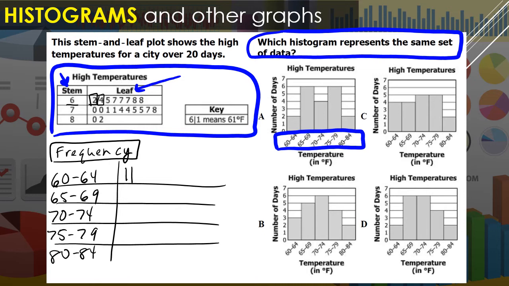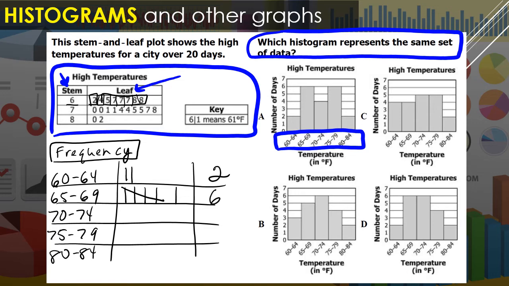And then we have a whole series of data between 65 and 68. So we have 65. That gives us a tally in between 65 and 69. We have 67, check. Another 67, check. Another 67, check. 68 gives us 5, and another 68. And so right now we have 2 for 60 through 64. We have 6 for 65 through 69.